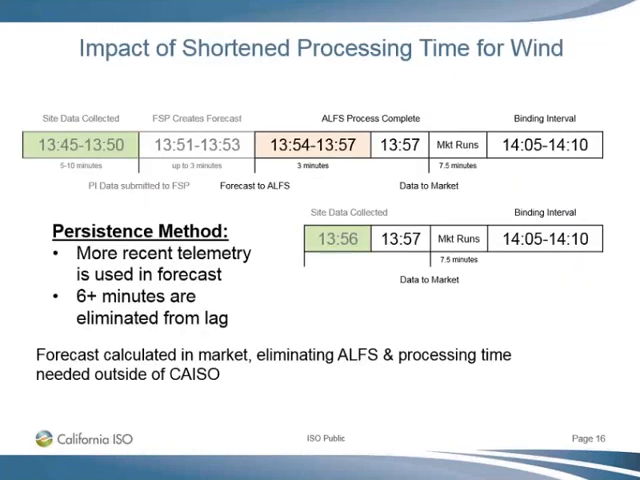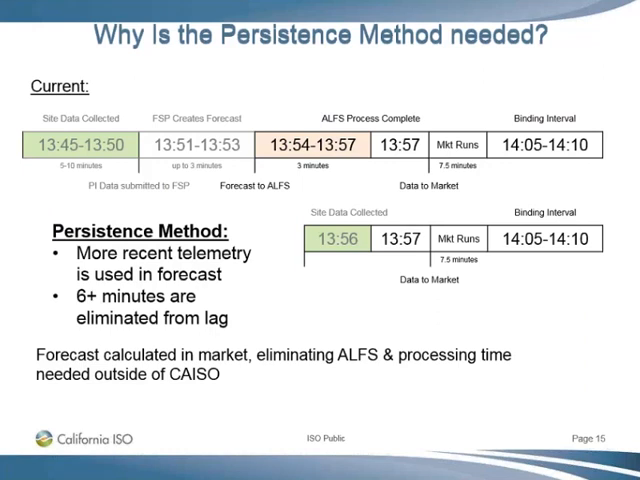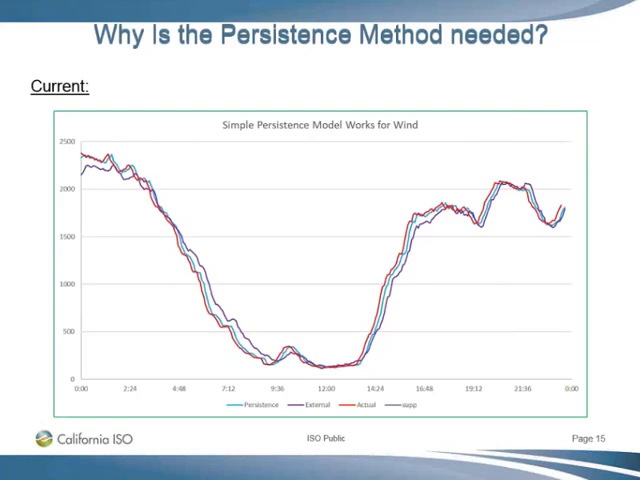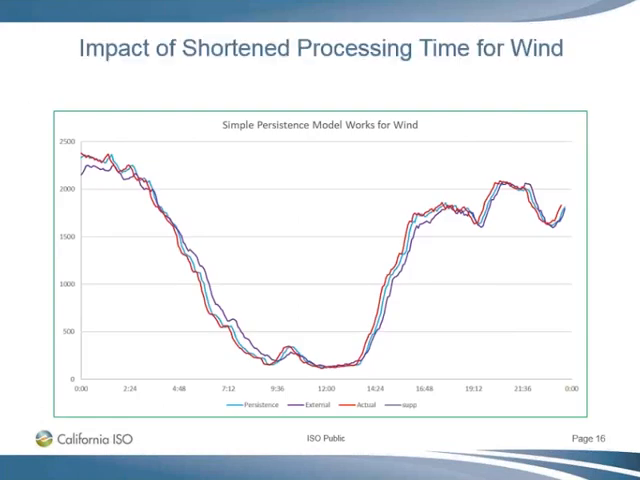And we have seen, now that we've reduced the time frame, we collect an instantaneous data point at 13:56, for example, and then at that point in time it runs in the market, and we see about 8-9 minutes of time lag instead of the 20-30 minutes of time lag that we've seen previously. What does that do? It has really impacted the processing time for wind.